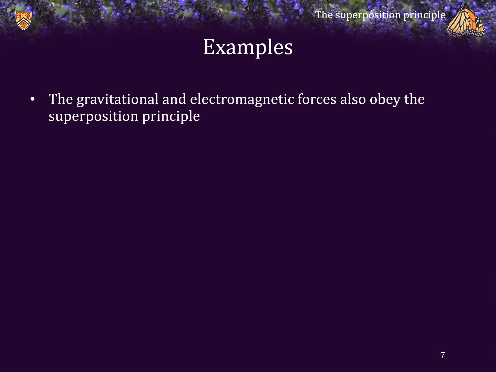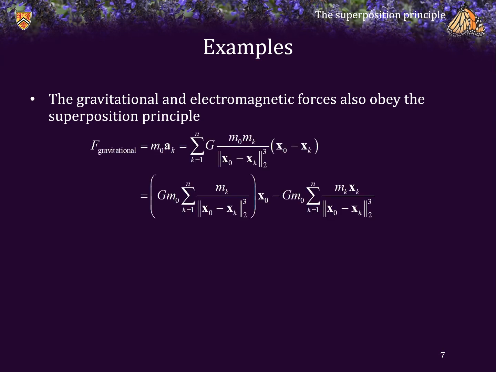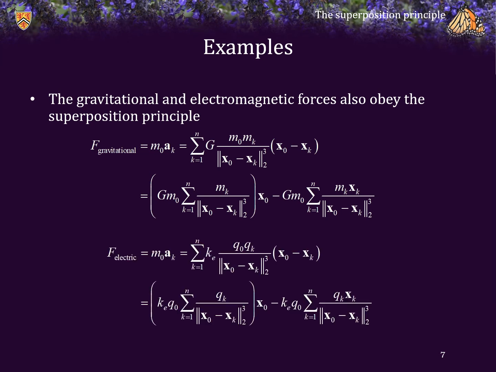The gravitational and electromagnetic forces also obey the superposition principle. The force on an object exerted by multiple different objects through gravity is equal to the sum of the individual forces on that object. The same is true for the electromagnetic force.